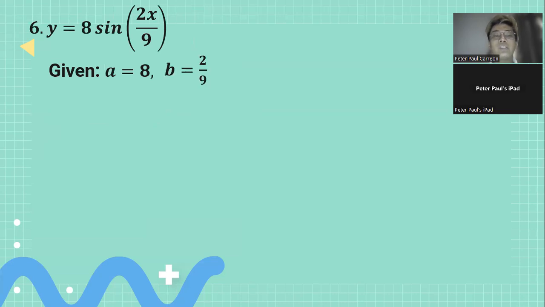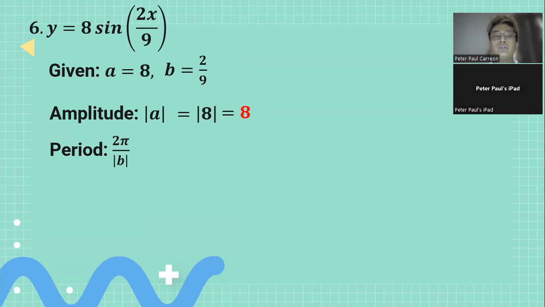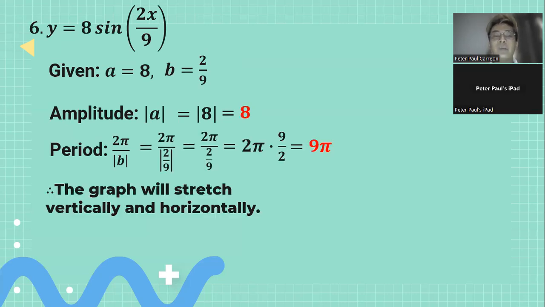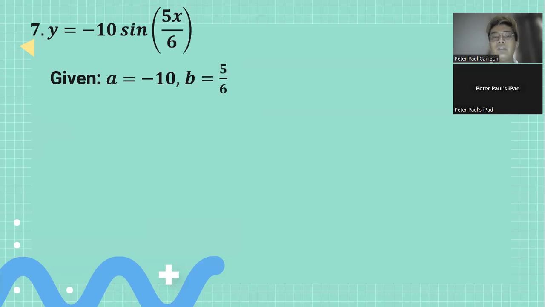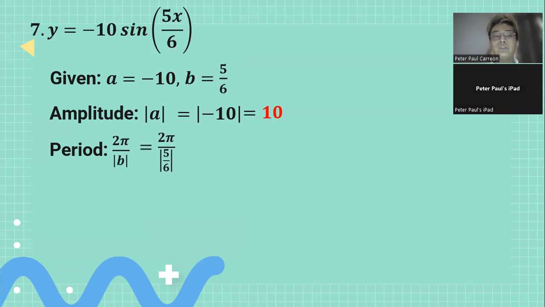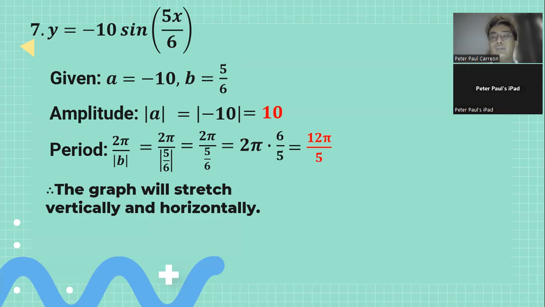Ayan. For item 6, so this is the amplitude. Napakadali lang yan. Kayang-kaya nyo to, guys. Ayan, 9 pi ang ating period. Ayan ang ating interpretation. I'll quickly give to you a rough solution of each example. And try nyo yung mga yan so that you could practice. So the graph will stretch vertically and horizontally.